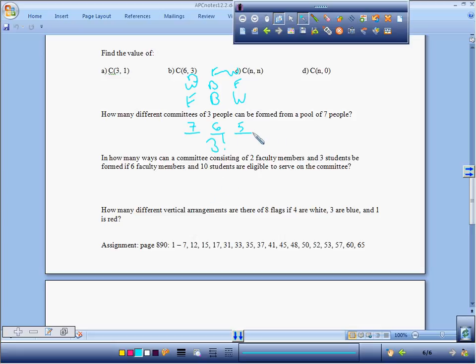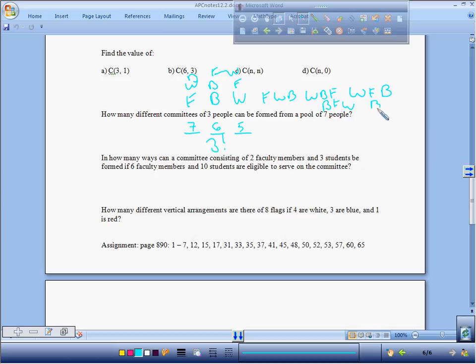Why? Can you explain why again? Because out of any 3 objects that I choose from those 7, there are 3 factorial ways to arrange them. So I could have Fred, Betty, Wilma. I could have Fred, Wilma, Betty. I could have Wilma, Betty, Fred. I could have Wilma, Fred, Betty. I could have Betty, Fred, Wilma, and I could have Betty, Wilma, Fred. Those are my 6.